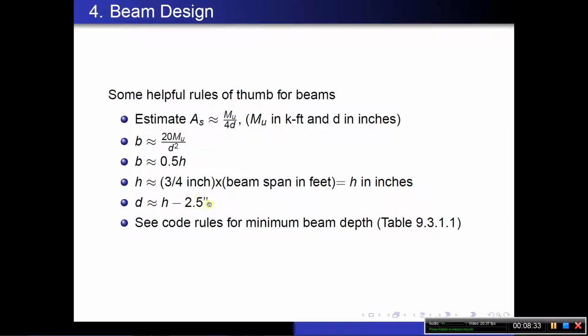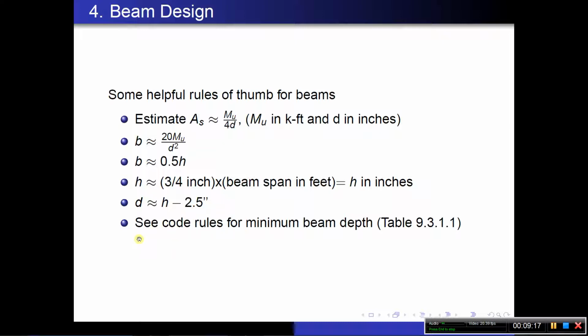This 2.5 inch value comes about from the fact that you do have to have a certain amount of clear cover. You have to have a little bit of room for the stirrups, and then you have to get to the center of that area of steel at the bottom of the beam. And so when you take all of those things into account, the total height minus about 2.5 inches is going to give you D approximately most of the time. That will be a decent value. And of course, when you learn more about reinforced concrete and the code requirements, you'll be able to verify this exactly according to code rules.